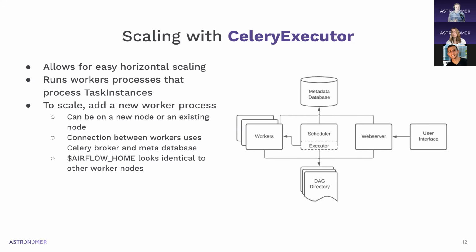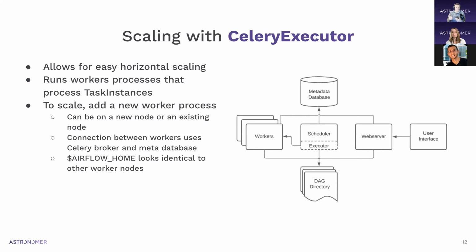But for now, with the Celery executor, as we can see in this diagram on the right, we see an arrow that points from scheduler to workers, and we can see multiple workers in that stack. This is where the horizontal scaling comes into play. When we talk about scaling out with the Celery executor, we talk about adding more workers to our cluster. These worker processes run and process task instances. And so by adding those worker nodes, we're increasing the capacity of the tasks that Airflow can run.